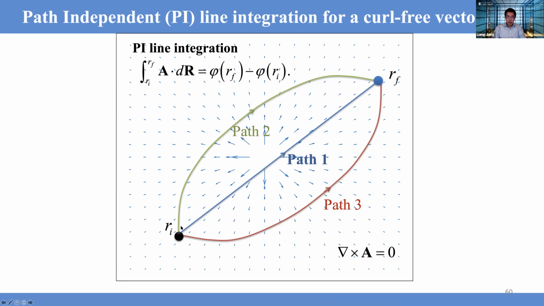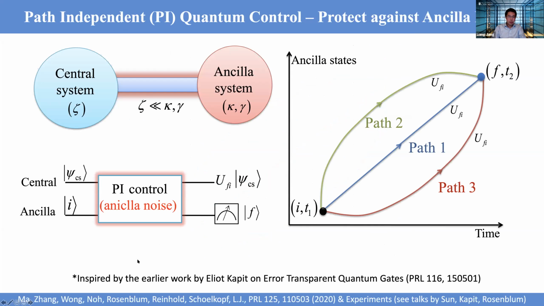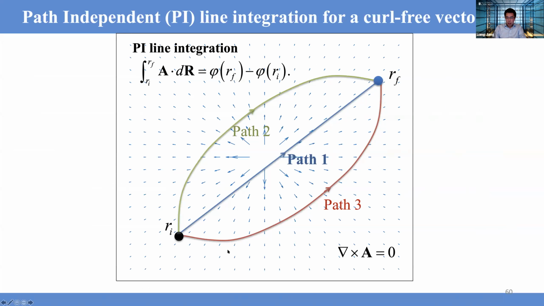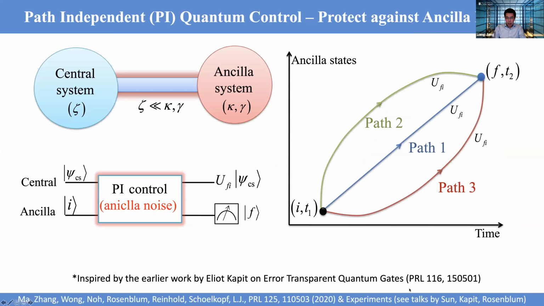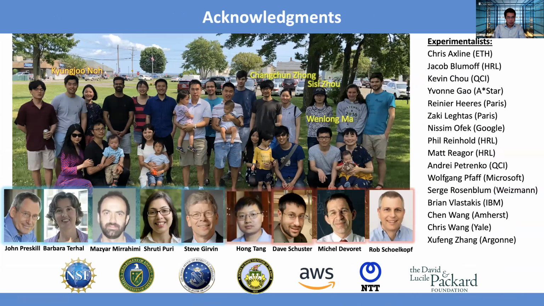And here, the analogy is that it doesn't matter which path you take in the quantum trajectory evolution. What happens with the system depends only on the initial and final state of your ancilla system. That leads us to this path-independent formalism, which was inspired by the earlier work by Eloy Capet on error-transparent quantum gates. I think Liang and Serge will talk more on these topics from the experimental side. But I think I've already used up my time. Finally, I would like to thank all the experimentalists and theorists I collaborated with, and the funding agencies that support this research. Thank you very much.